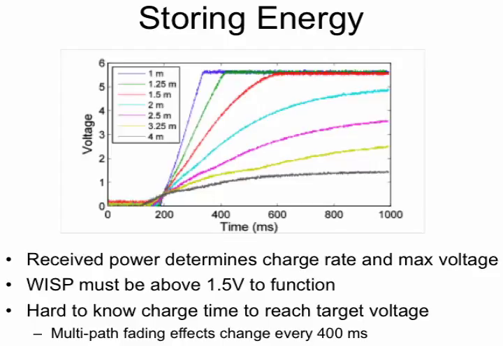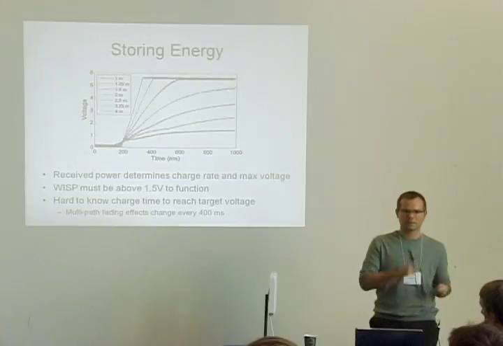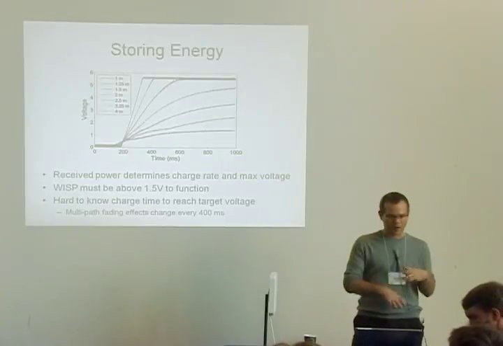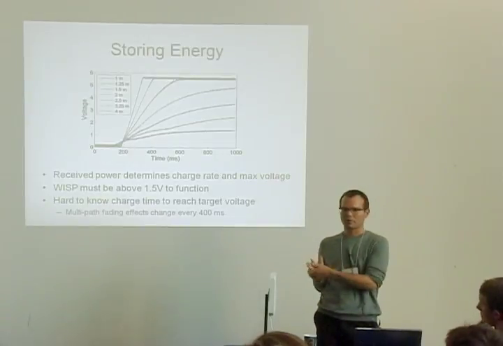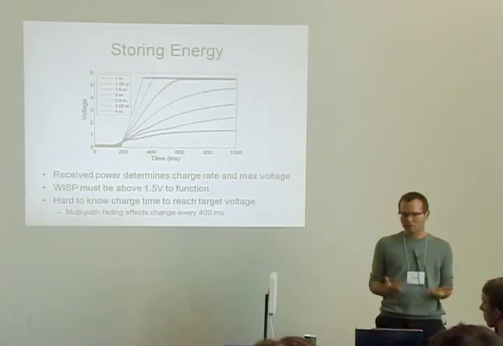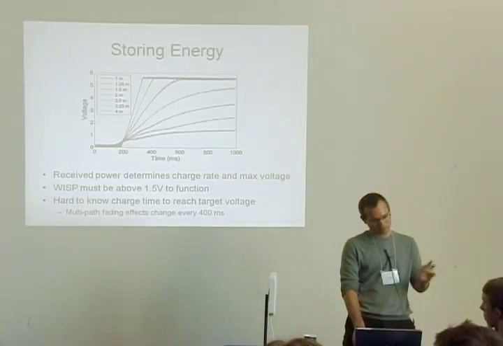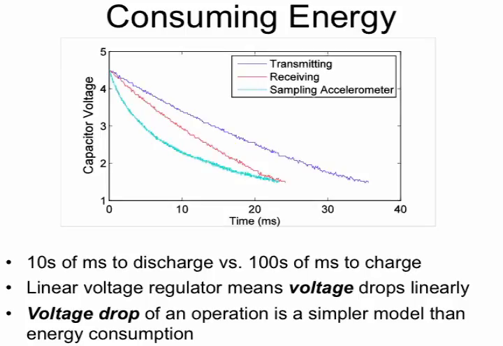The last thing about input power is multipath, which Ben mentioned. It drastically affects what your received power is. In the US, these readers change frequencies every 400 milliseconds. So you can end up getting radically different input powers that change every 400 milliseconds, and the channel hopping is random. So you never know how much energy you're going to have, and you never know how quickly your capacitor will charge.